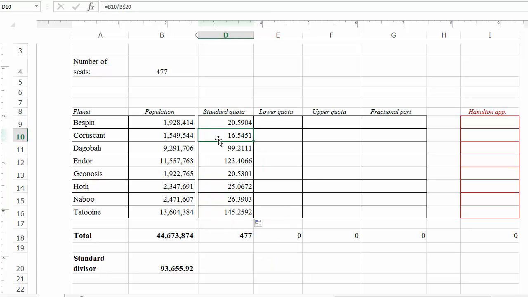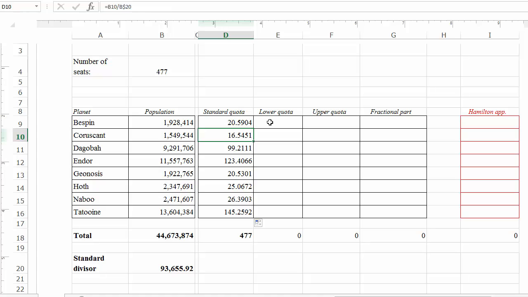But for each one we can see, for example, for Coruscant, what we're doing is taking the population of 1,549,544 and dividing by the standard divisor of 93,655.92. Okay, so now for each of those standard quotas we have a lower quota and an upper quota.